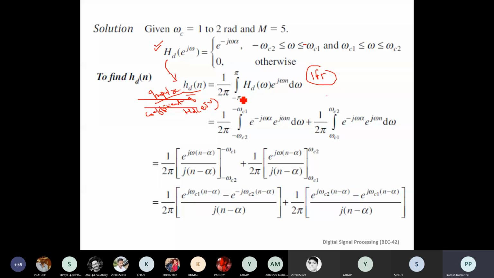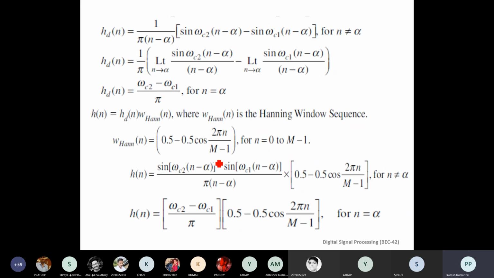So 1 by 2 pi, minus pi to pi, this will be the expression. By putting different frequency ranges from minus pi to pi with respect to the given condition, we will be expanding it and solving by taking the integration. Below we can see the n minus alpha term is given, so we have to find it separately for n equals to alpha. Here the alpha value will be m minus 1 by 2. Here m is 5, so 5 minus 1 is 4, 4 by 2 is equal to 2. So for n equals to 2, we will be finding the hd of n separately, and for other terms it will be given by this value.